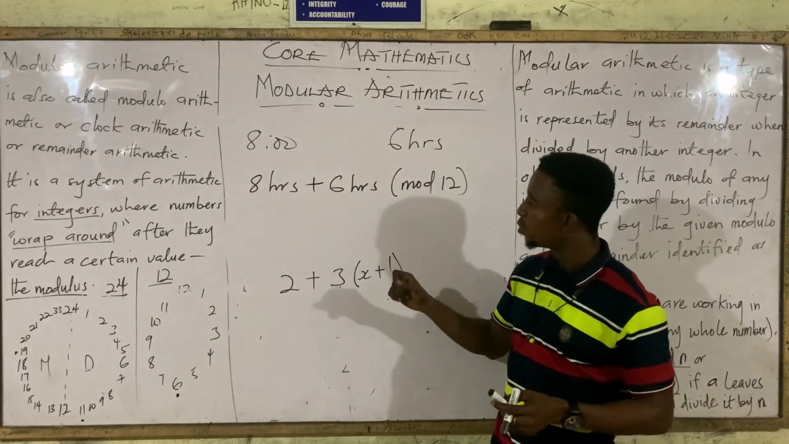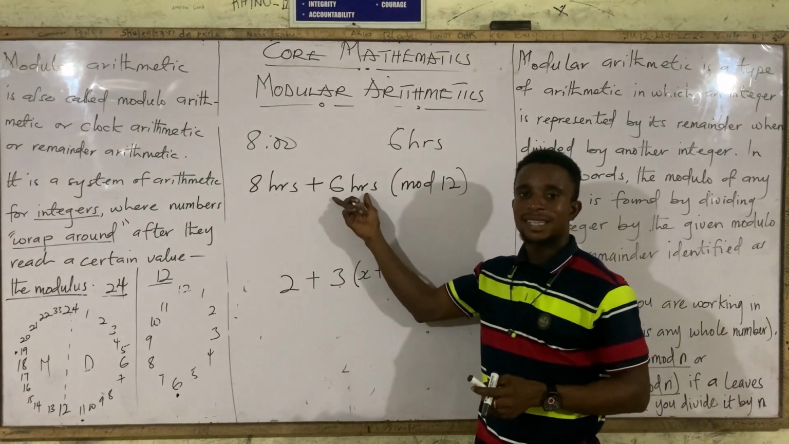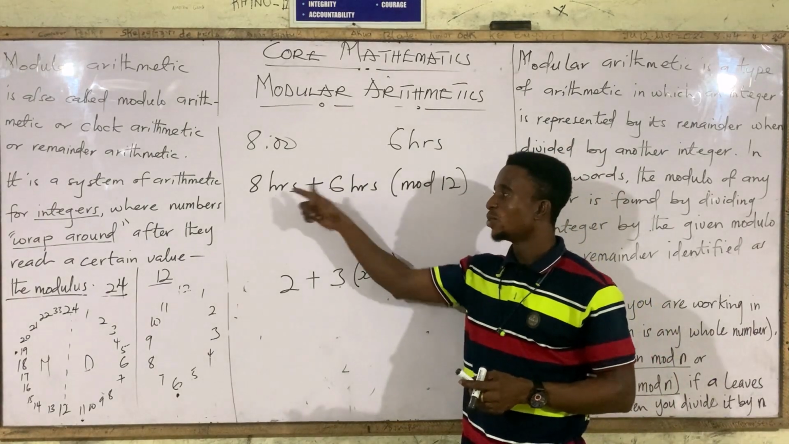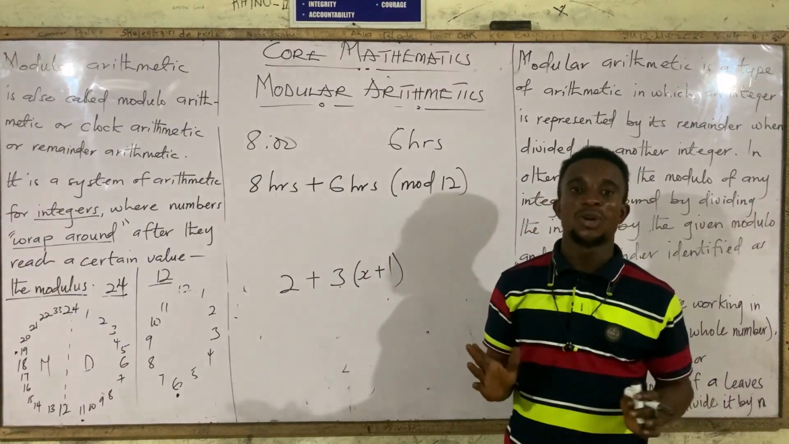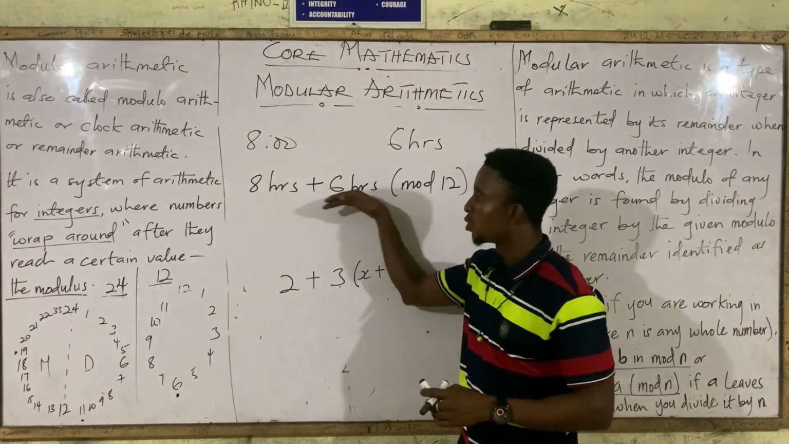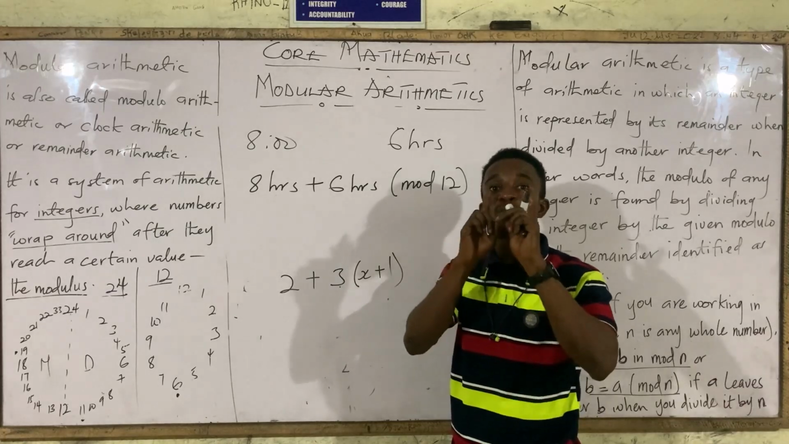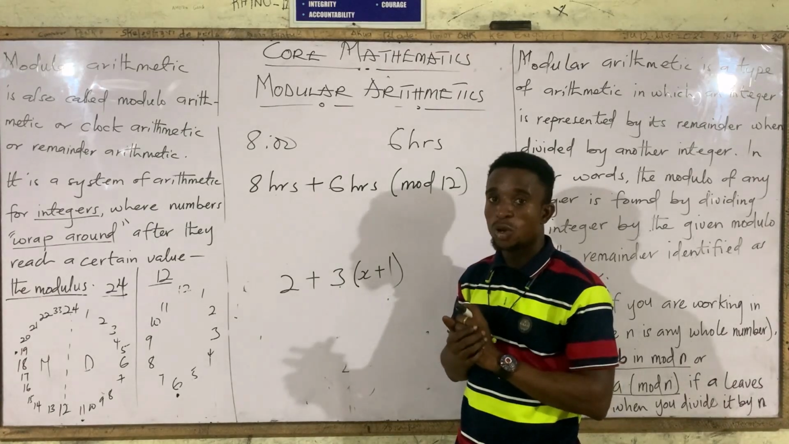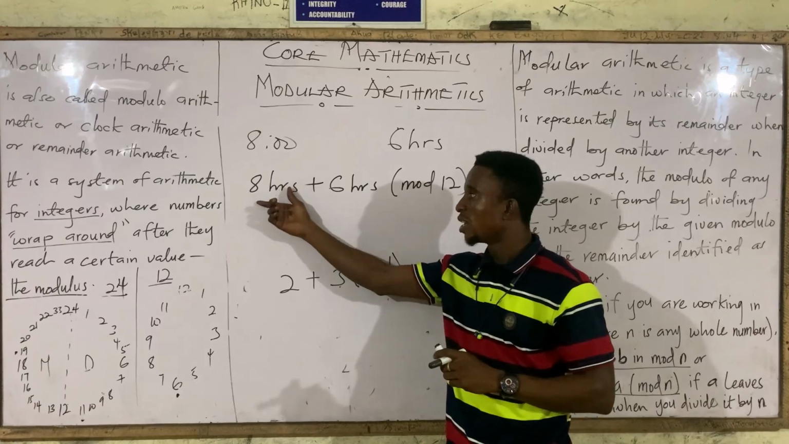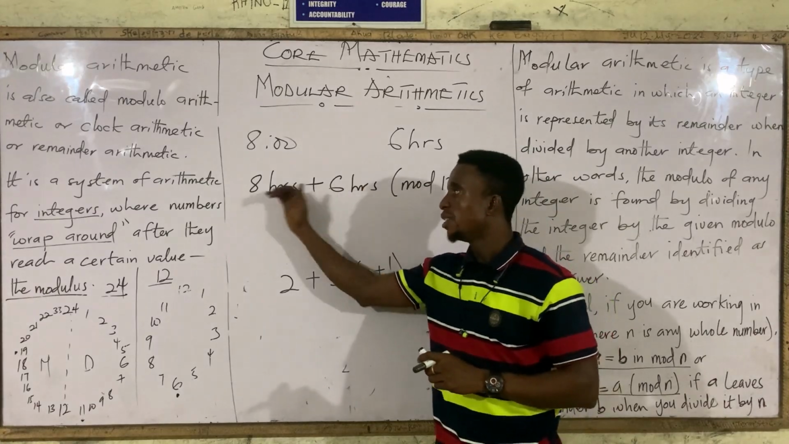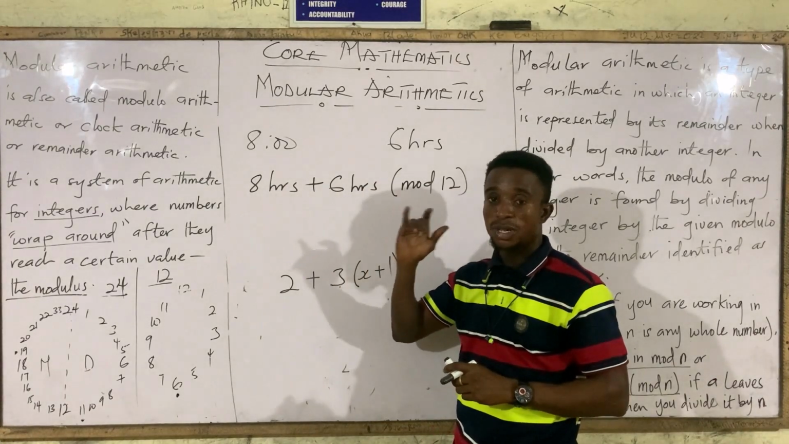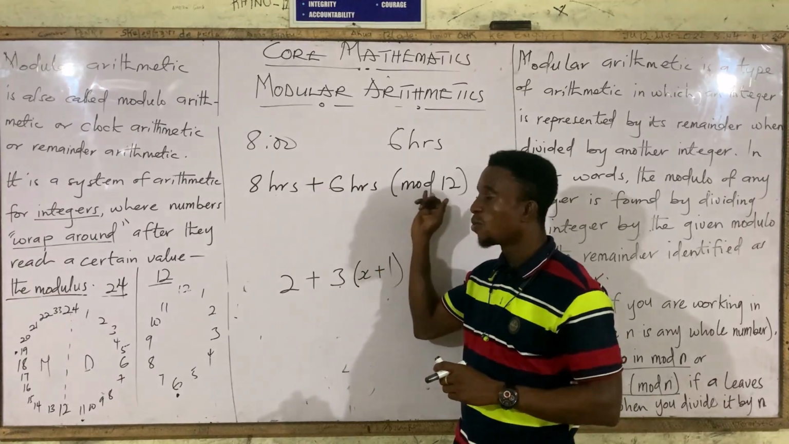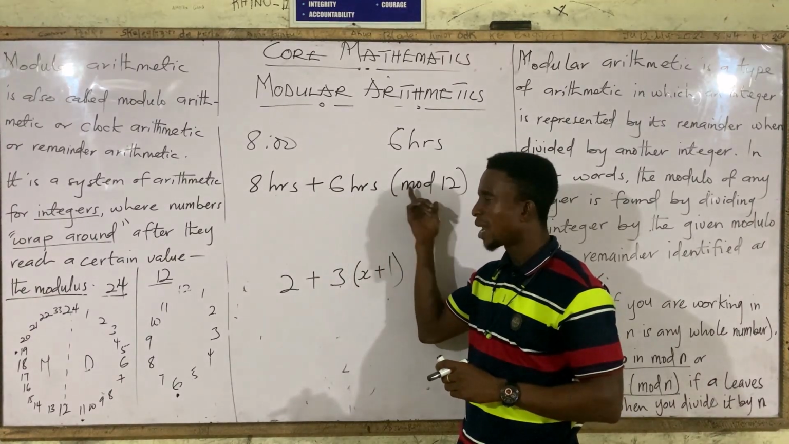You are not supposed to take the modulo on 6 hours, then add the result to the 8 hours. We don't do that. We always have one number on which we take the modulo. You can't take the modulo on this and also on that. You add this to this to get your number before you take the modulo. Don't multiply this like that.